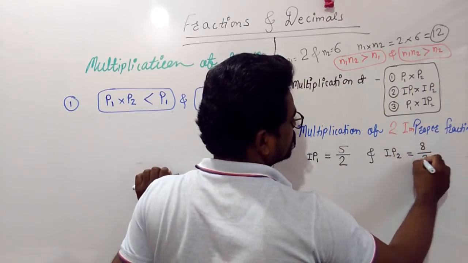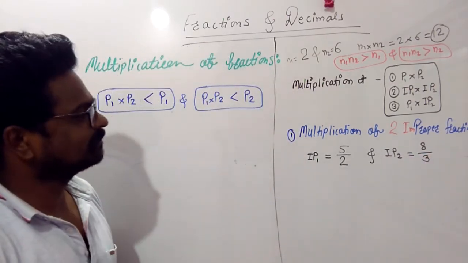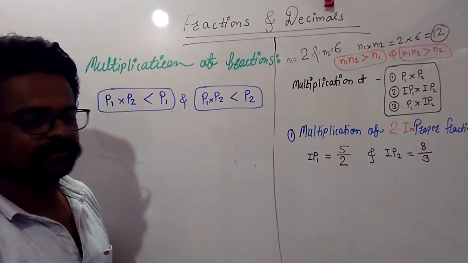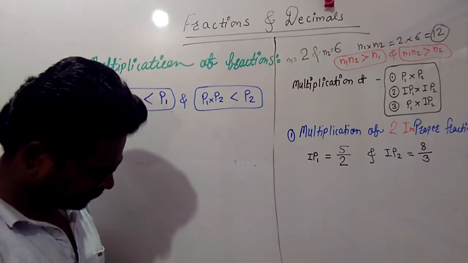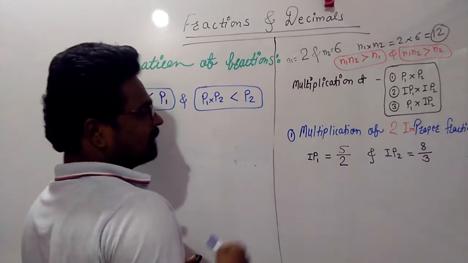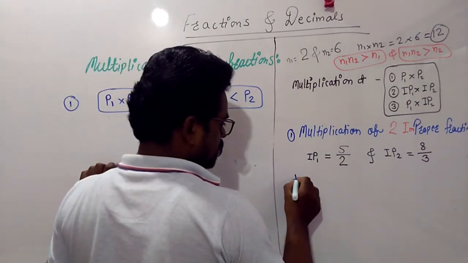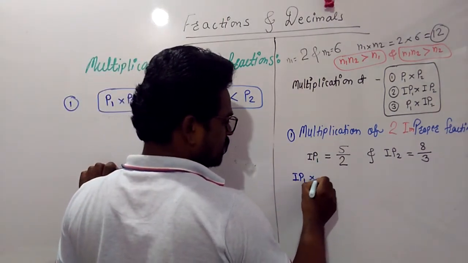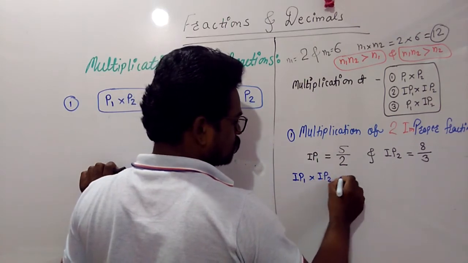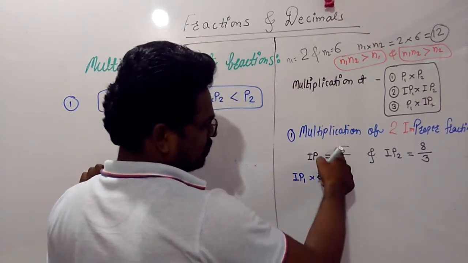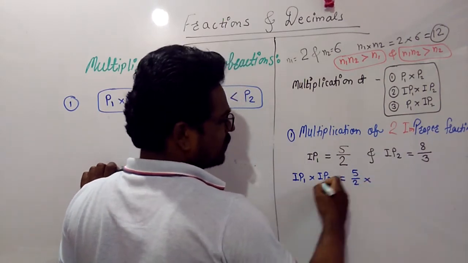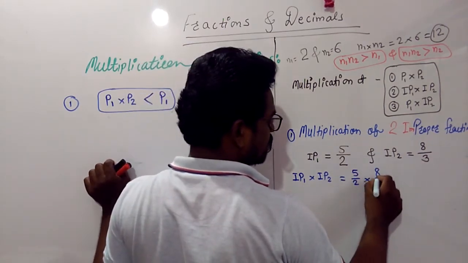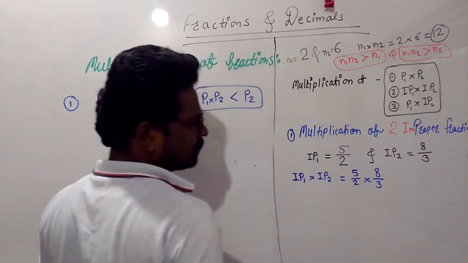8 by 3 is there, no problem. Okay, now see, we are going to do the multiplication. So improper fraction number 1 into improper fraction number 2 is equal to, take the first improper fraction 5 by 2 into, take the second improper fraction 8 by 3, no problem.